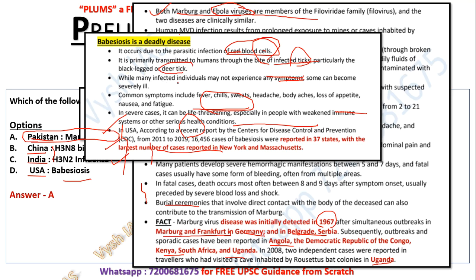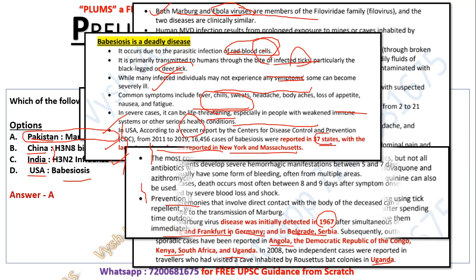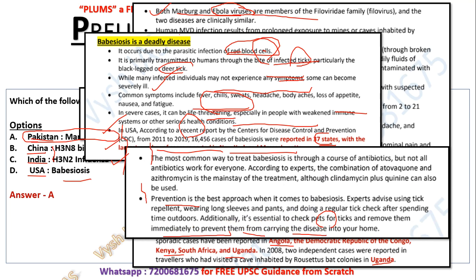While many infected individuals may not experience any symptoms, some can fall severely ill. Common symptoms are the usual fever, body ache, and all those things, and it is life-threatening at times. It's reported in 37 states, with the largest number of cases in New York and Massachusetts. If you know 50 states are there in the USA, in 37 states this has been reported.